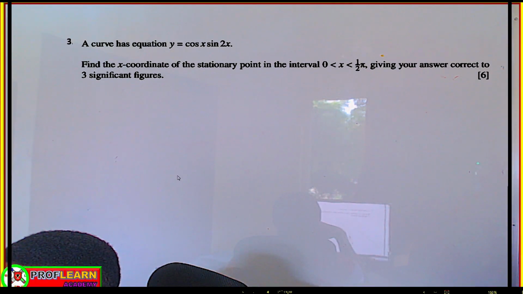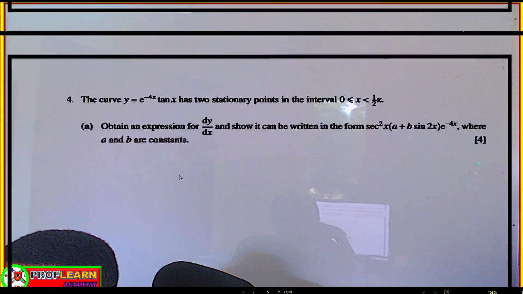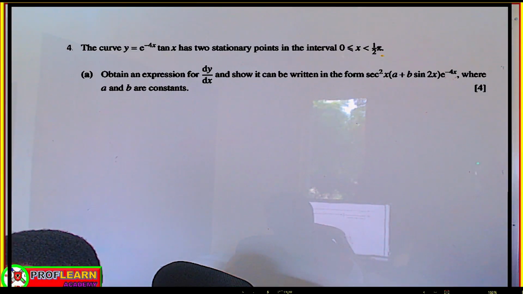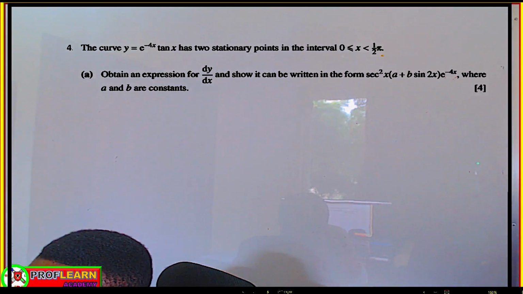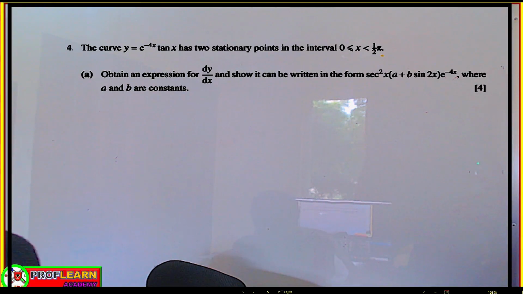At this point also, we differentiated using product rule and then worked out the x coordinate of the stationary point. Now this brings us to question number 4, whereby we're going to focus on how to obtain the expression for dy/dx. Show that this can be written in the form sec squared x (a + b sine 2x) times e to negative 4x, where a and b are constants.